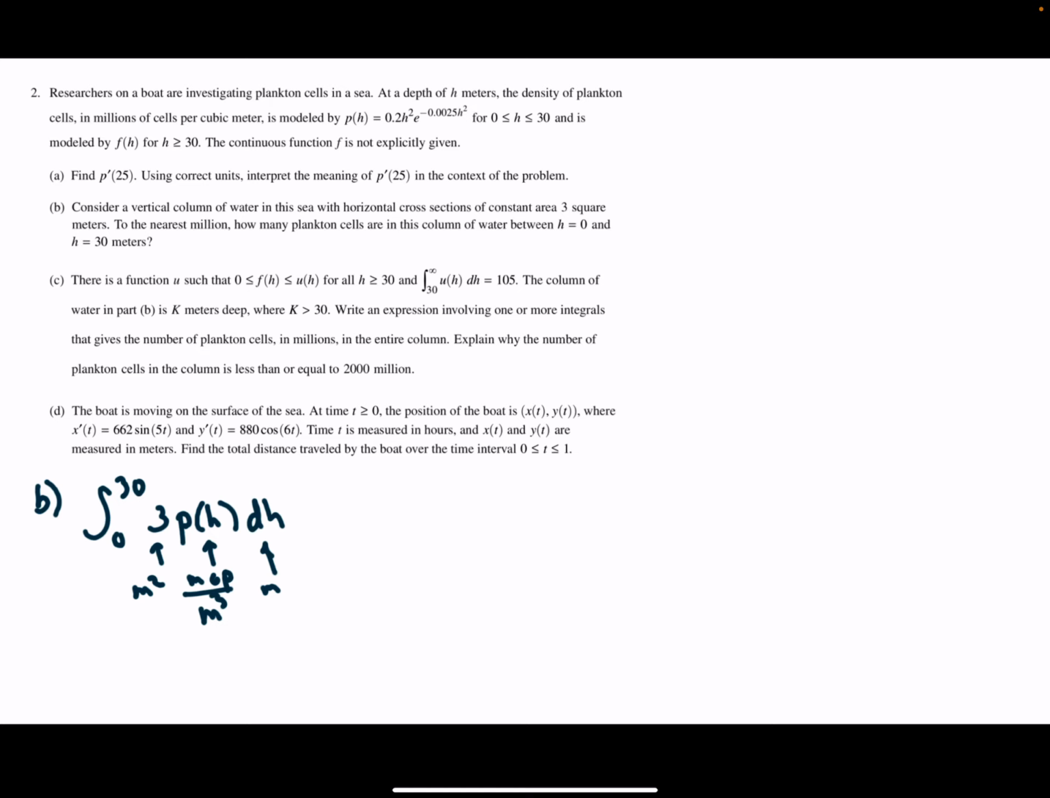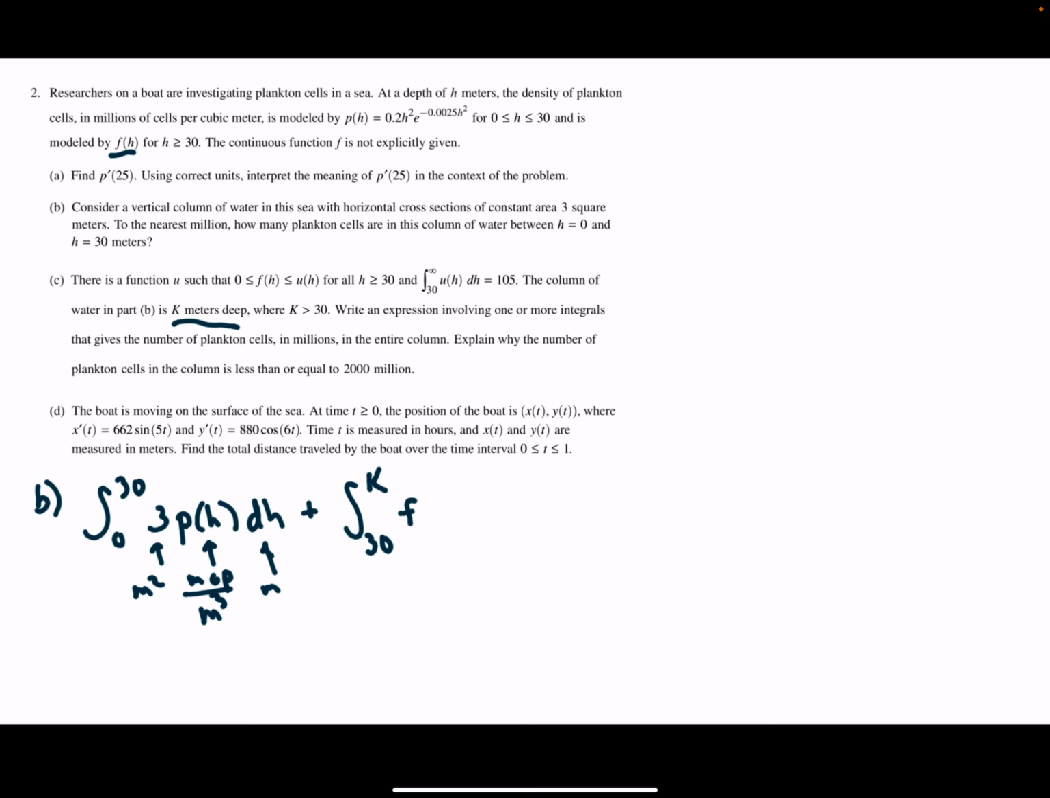And that's how I ended up with just millions of plankton. Okay, and then I'm going to have to add on the integral from 30 to K, because it's saying that we're K meters deep. And once I hit 30, I'm no longer using the equation P of H. I'm now using the model F of H.